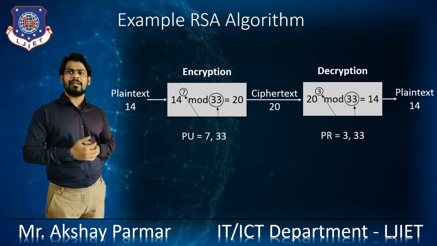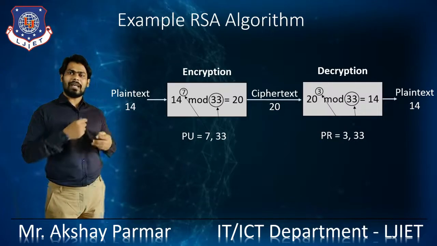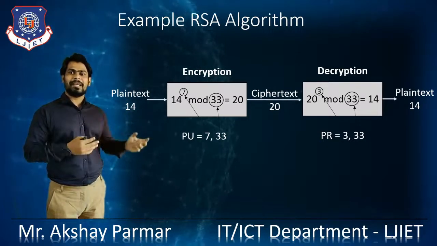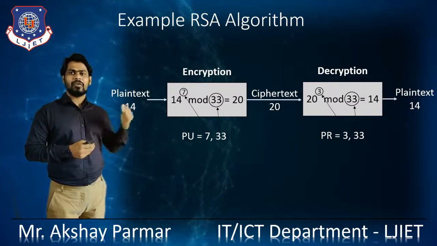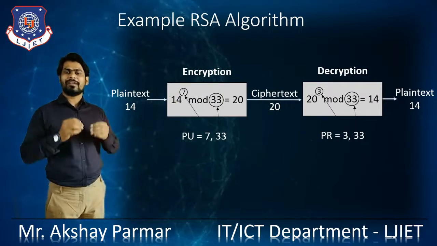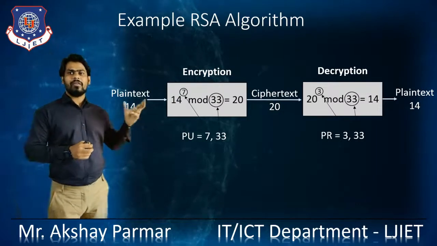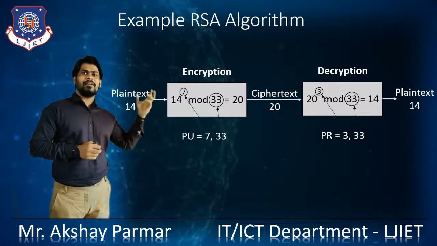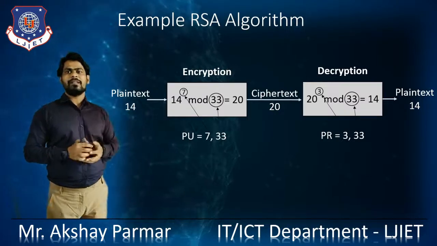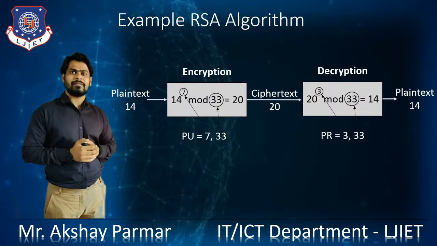For example, if we feed in plain text 14, how do we encrypt it? The public key is 7 and 33. So 14 raised to 7 mod 33 is equal to 20. Our ciphertext will be 20 in this case. So our plain text 14 is converted into the ciphertext 20. That's how we encrypt the plain text into the ciphertext.